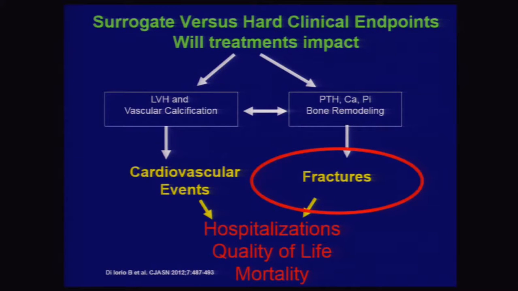Our hard clinical outcome for the bone component of CKD-MBD is fractures. And this is an important outcome because it leads to increased risk of hospitalizations, reduced quality of life, and more than a doubling of mortality risk.